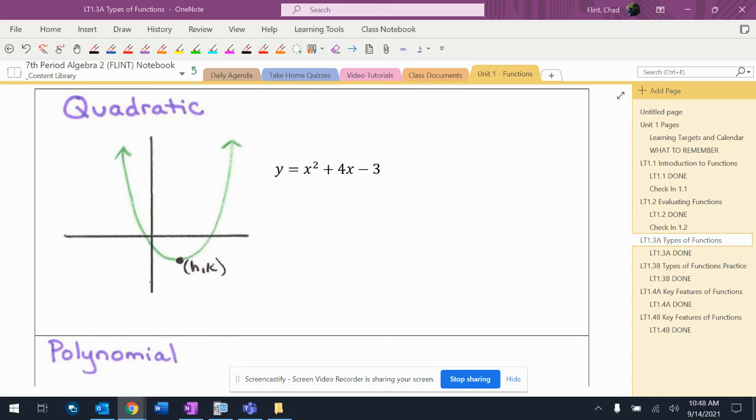So we should be used to quadratic equations. They're always going to have basically an x squared in them. So when you're looking for a quadratic equation, it's going to have that parabola shape, which is going to look like that. Could point down depending on it.